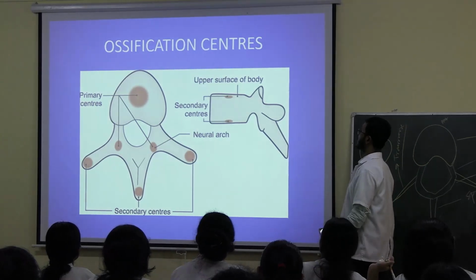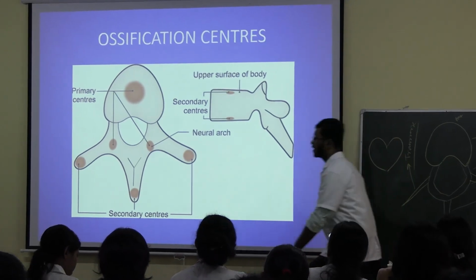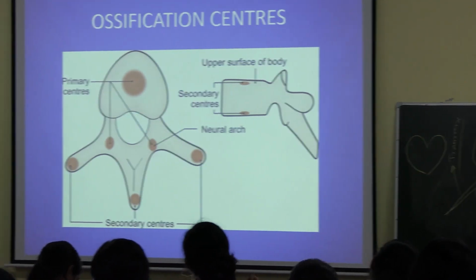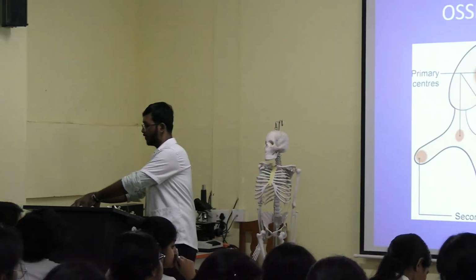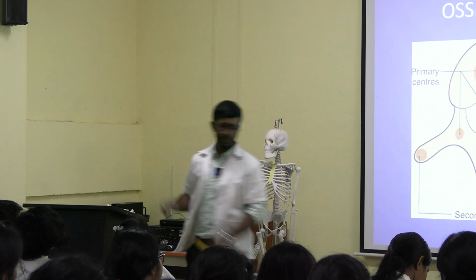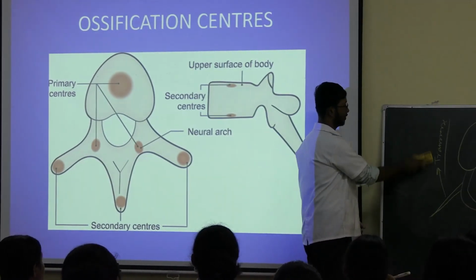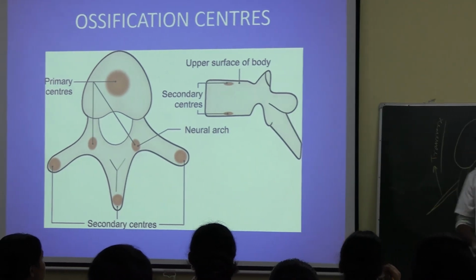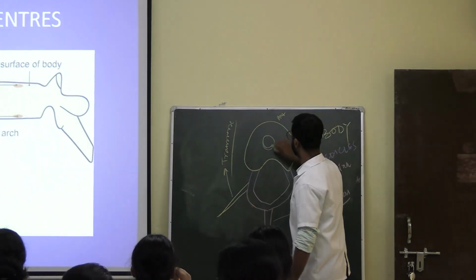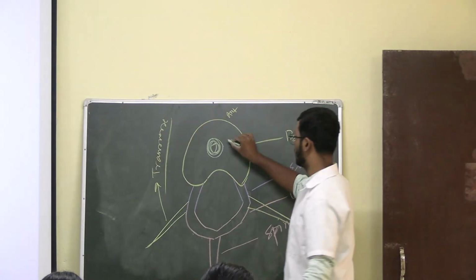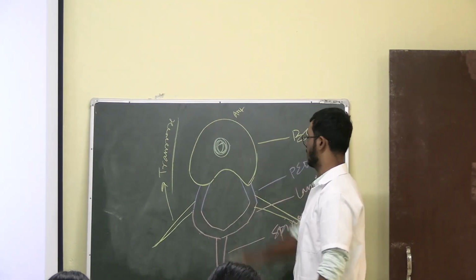Okay. Now coming to ossification centers. So basically we have 3 primary ossification centers and 5 secondary ossification centers. Out of these 3 primary ossification centers, one arises from this centrum. Here is present one primary ossification center. This is known as the centrum. This region is known as the centrum.